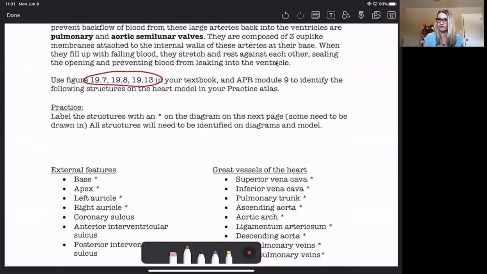I give you figure references in your textbook here as well. We're not using the APR. I haven't taken that out of there, but we're just not doing APR. So instead of APR, always think Visible Body. There's a module on this in Visible Body. Go there and look at that before you're doing it.